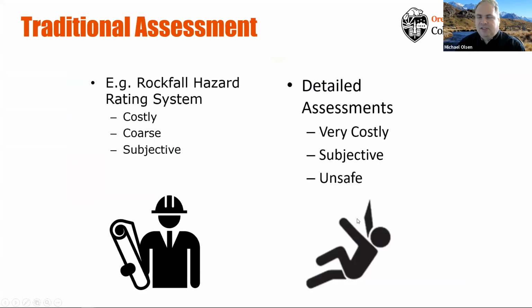All right, so traditionally, how do we do this? One of the common approaches used in practice is what we call the rockfall hazard rating system. And so in this case, you look for signs of weathering and other signals on the slope. It's a very costly process. You've got to send somebody out in the field. It's very coarse. They look across a pretty large area at a time and come up with the numbers based off their expert judgment, but it's still a very subjective process.